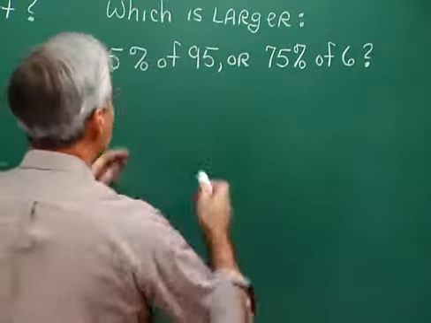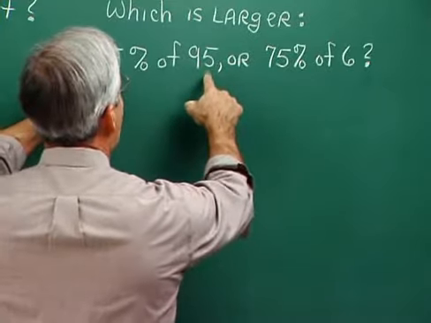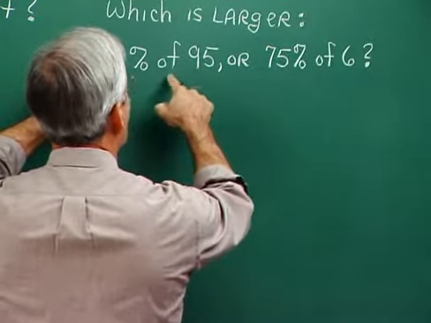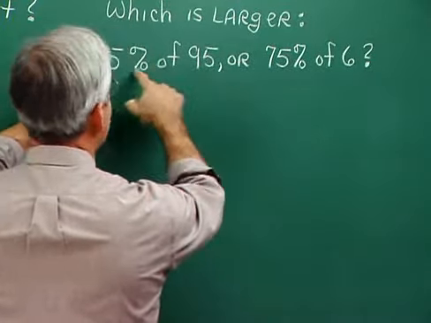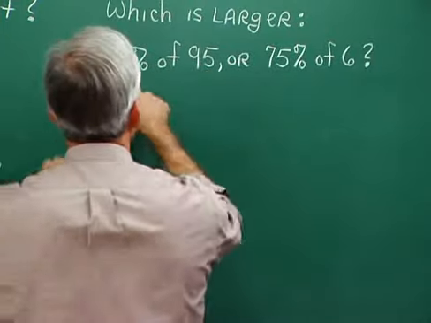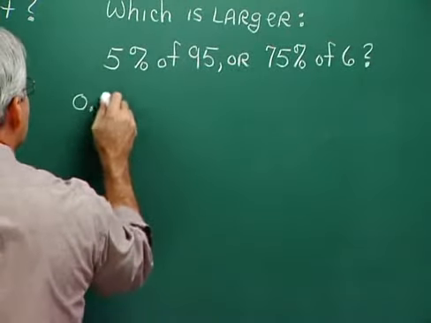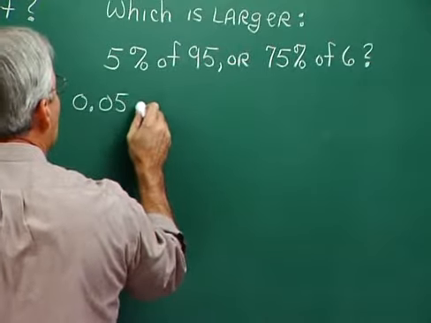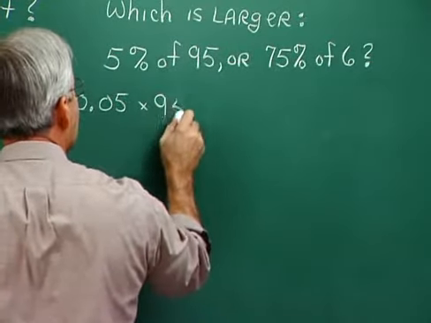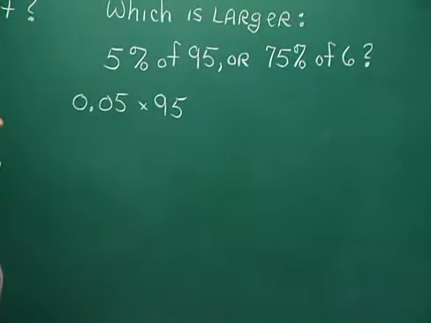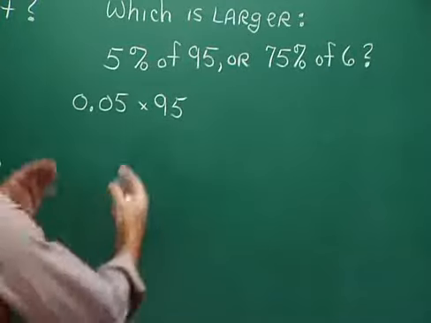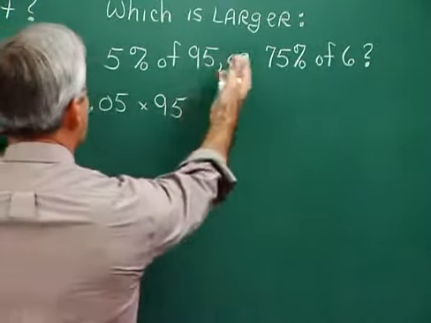But we can tell if we perform the implied operation here. 5% of 95 means 5% times 95. 5% is 0.05 times 95. Let's perform that operation and determine what the decimal is corresponding with this idea.